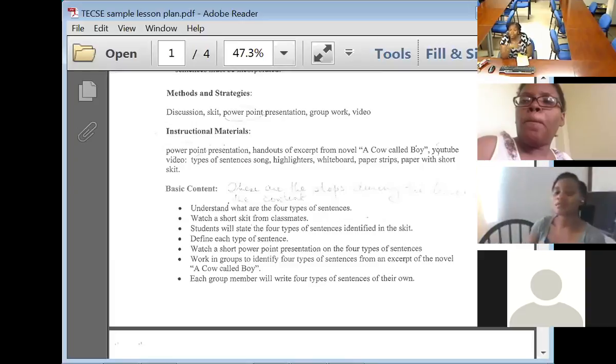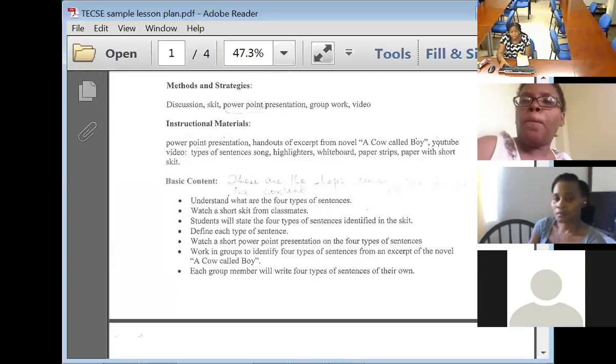You could also, even though it's not a textile principle, A Cow Called Boy, you could now talk about the integration of literature like you just said. So you have to basically give a justification for why you have planned the lesson, how you have planned it. All right?